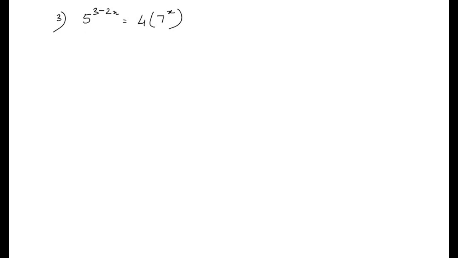So since the question is solved and I need to find the value of x, right now x is a power. I want to bring it out and not be a power. And so I'm going to convert the whole thing to a log equation. Now in order to do that, generally what we do is just log both sides. So a single log on both sides. I'm going to use log. So log of 5 to the power of 3 minus 2x is equal to log of 4 into 7 to the power of x.